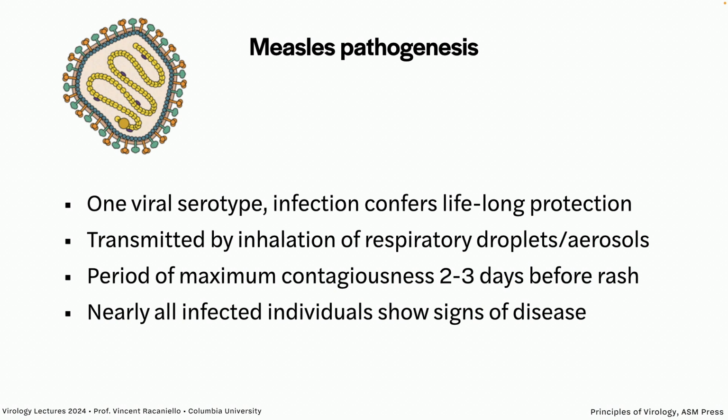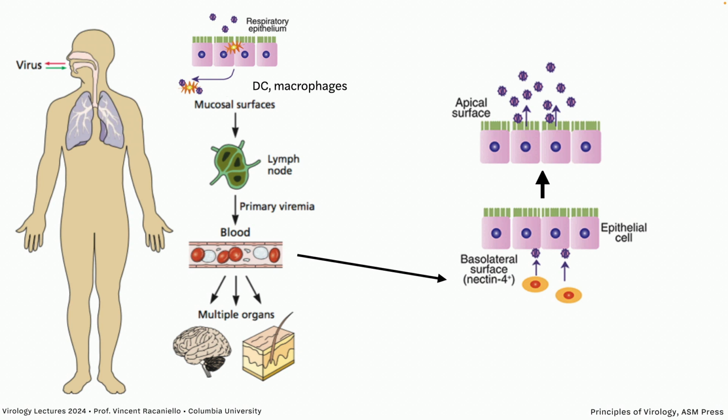Before that, you don't know. Kids go to school and they spread it very effectively. And this is one where there are very few asymptomatic infections. Nearly all infected individuals show some kind of disease. So here's the pathogenesis of measles.